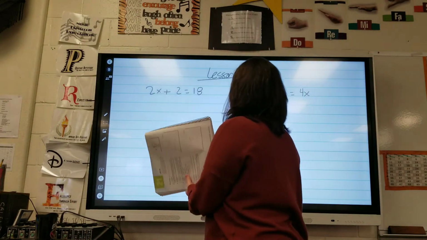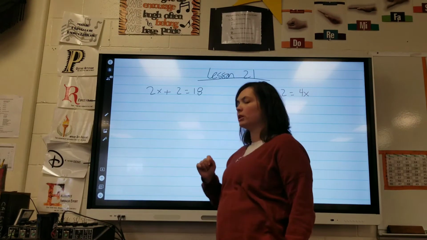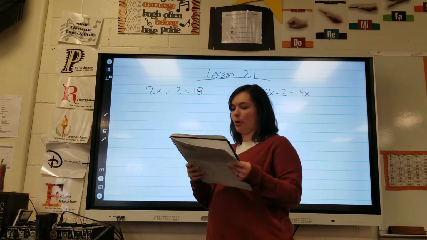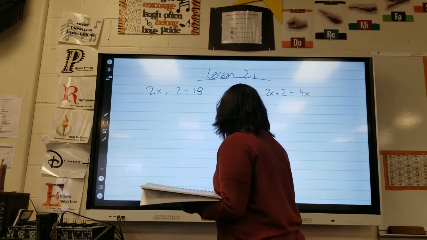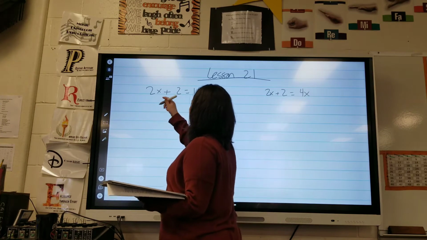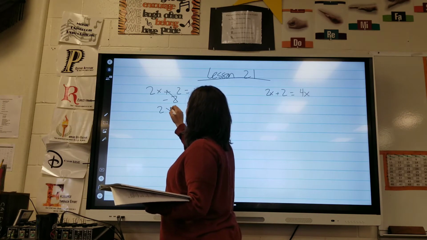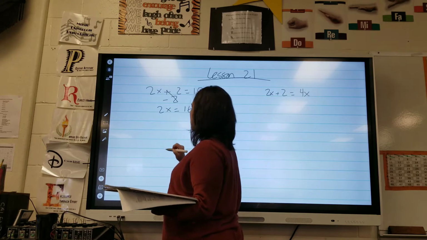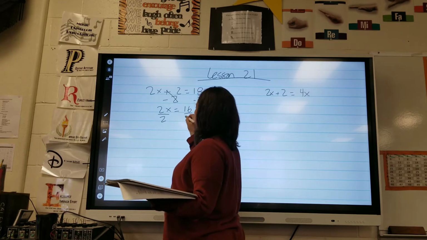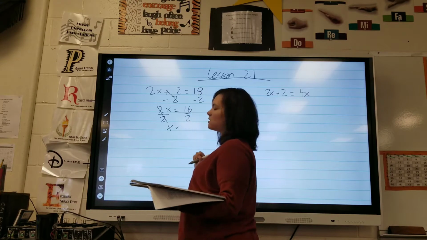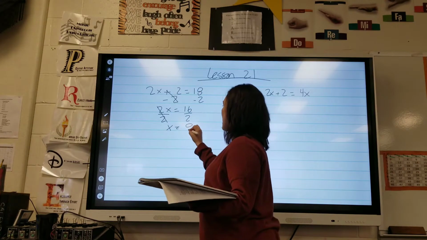So the first example we have here on the board is 2x plus 2 equals 18. I always start with the additive property. I don't know why, I just do. It's just easier for me. So I see I'm adding 2. I'm going to subtract 2 from both sides. Those cancel. I get 2x is equal to 16. Then I'm going to divide by 2 on both sides. So those cancel. And I get x is equal to 16 divided by 2, which is 8.